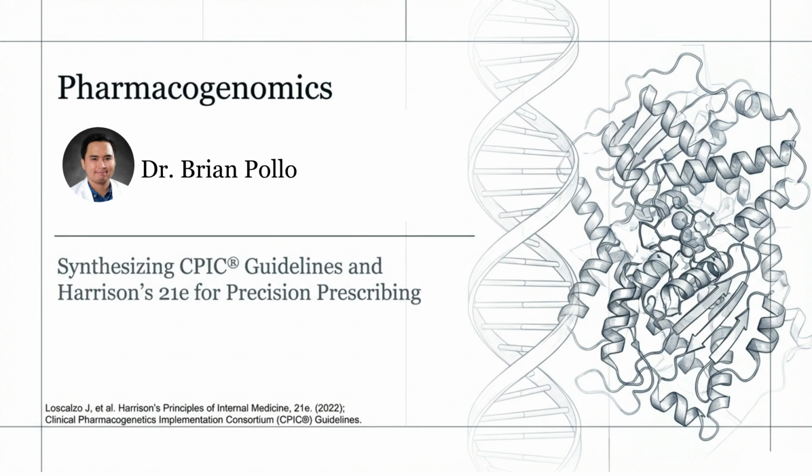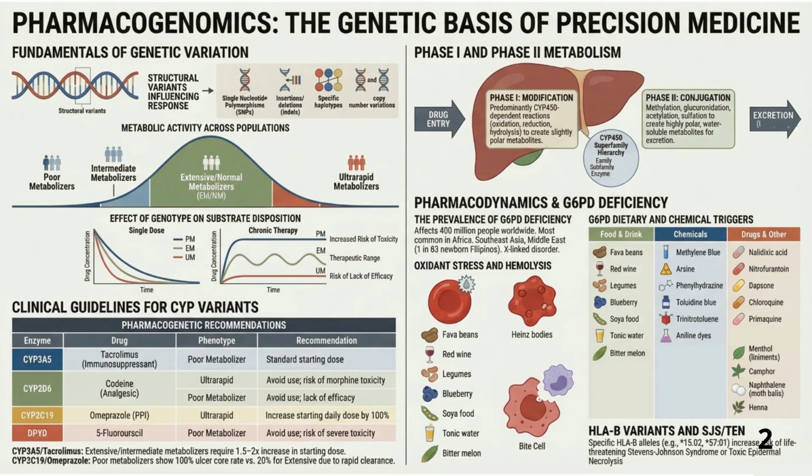I am Dr. Brian Paulo, and this video will synthesize CPIC guidelines and Harrison's 21st edition for precision prescribing. Pharmacogenomics explores the genetic basis of precision medicine. We will discuss the fundamentals of genetic variation, Phase 1 and Phase 2 metabolism, pharmacodynamics, and G6PD deficiency, as well as clinical guidelines for CYP variants.